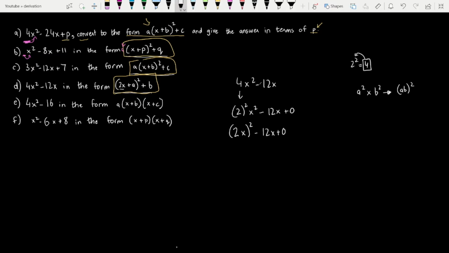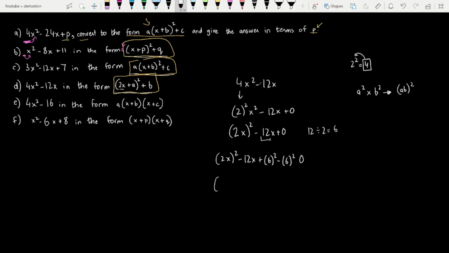So I'm supposed to convert it into my vertex form. So I have this central term. I'm going to divide that by 2. 12 divided by 2 is equal to 6. So we are going to have our 2x squared minus 12x, put the 0 over here, have the plus 6 squared, and then the minus 6 squared.